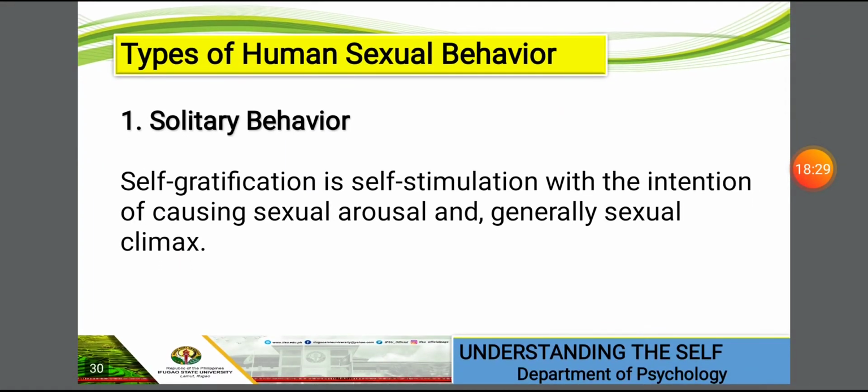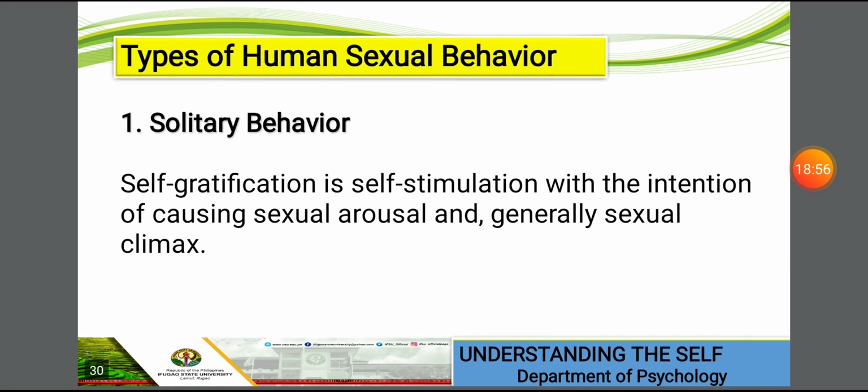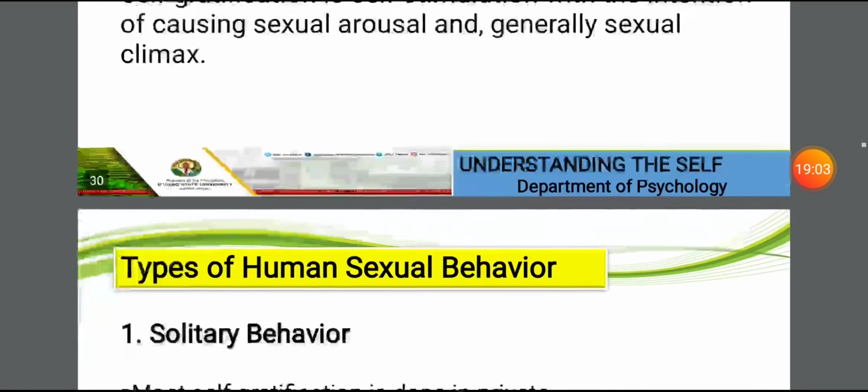There are two types of human sexual behavior. First is the solitary behavior. This is self-gratification, self-stimulation with the intention of causing sexual arousal and generally sexual climax. Okay, solitary means one, okay, and you could see their self-gratification and self-stimulation. So an example of which is what we call masturbation. Okay, masturbation could happen to a girl or to a boy. Basta ang pinaka-goal is to have sexual arousal and sexual climax kahit walang partner.